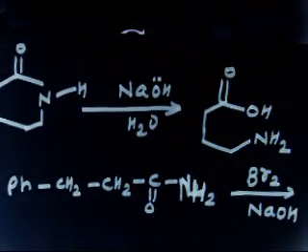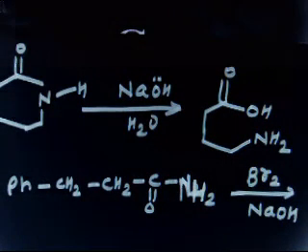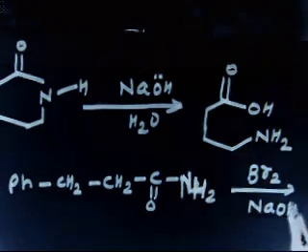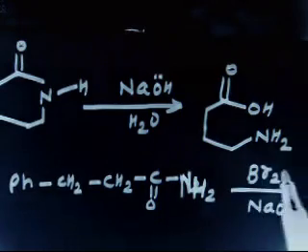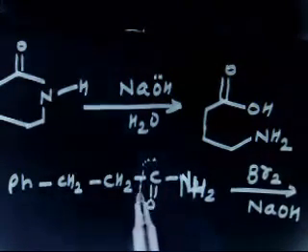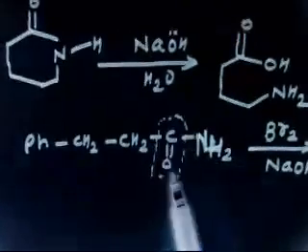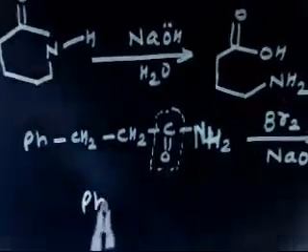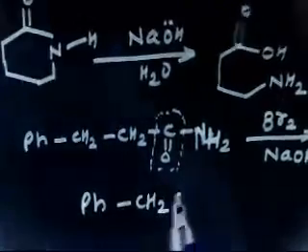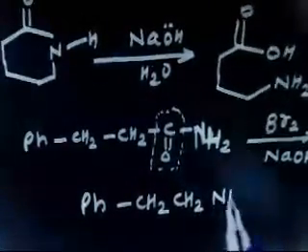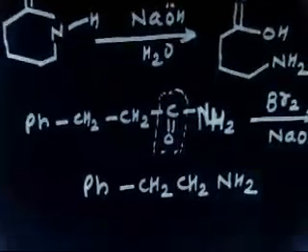Now in this case, the product you have to remember, so this is a Hofmann bromamide reaction. You can write the mechanism, no problem. So if you simply remember this is a Hofmann bromamide reaction, in the Hofmann bromamide reaction this CO goes out, so the final product will be after loss of CO. So we will have Ph, CH2, CH2, NH2. So this will be the final product.